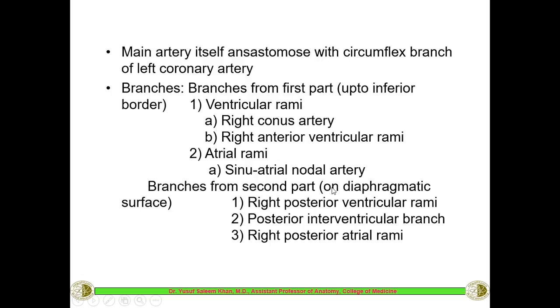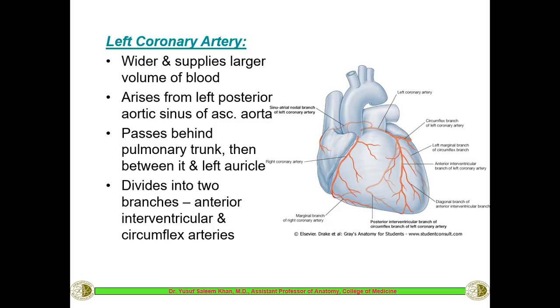The second part will give some important branches: the right posterior ventricular branch, the right posterior atrial branches, along with the main branch, the posterior interventricular branch. So this is all about the right coronary artery. Now let's see the beginning, the course as well as the branches of the left coronary artery.